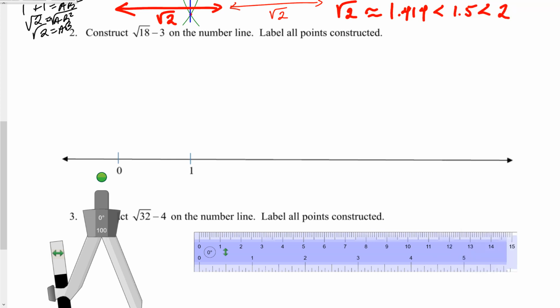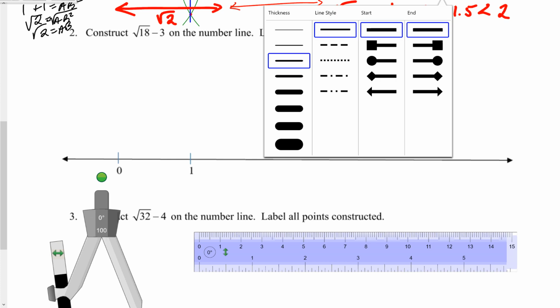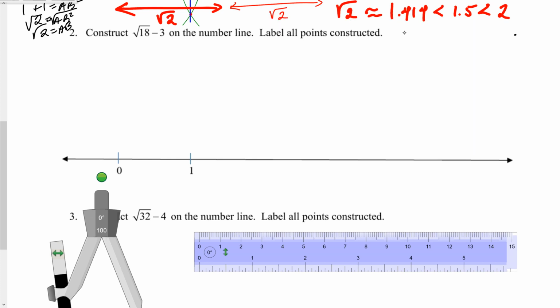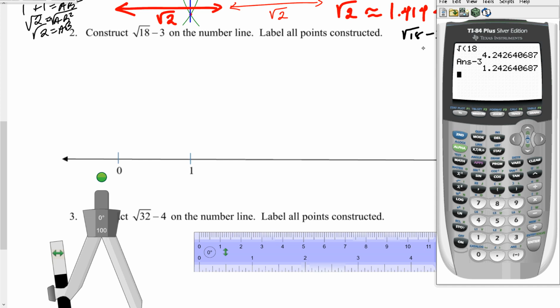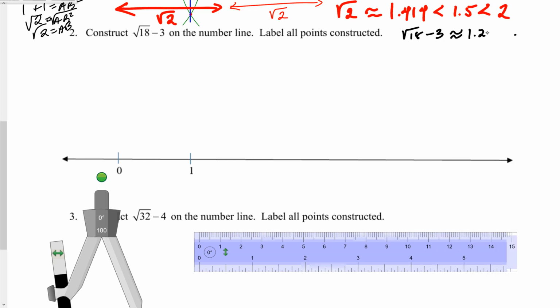Let's make a little note here. The square root of 18 minus 3 is approximately equal to, looking at the calculator, about 1.24, so 1.2. This is obviously greater than 1. So our end result, when we construct root 18 minus 3, better be a little bit bigger than 1 and less than 2, because 1.24 is between 1 and 2.